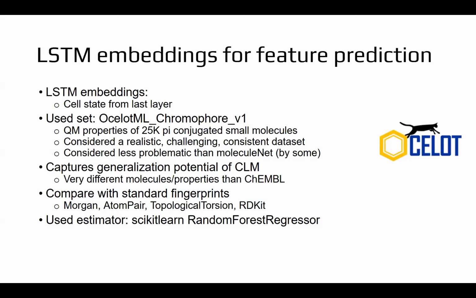Now, from the LSTM, we can also take embeddings. So we just take the final cell state and we use that as featurization of our molecule. And we apply this to a QSPR task. Use Ocelot ML because I didn't want to use MoleculeNet and be criticized for it. This is more challenging on a set.